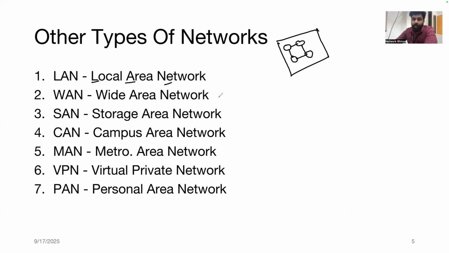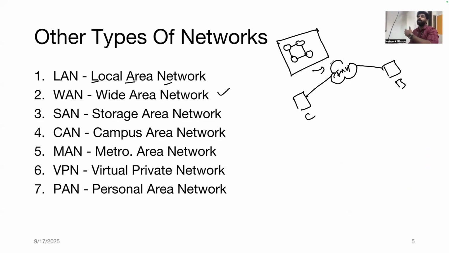LAN. WAN means I have an office in Chennai, a second office in Bangalore, which means I need to talk to the internet. So this internet is termed as WAN. Simply, if somebody asks you what is WAN, tell them internet is WAN.